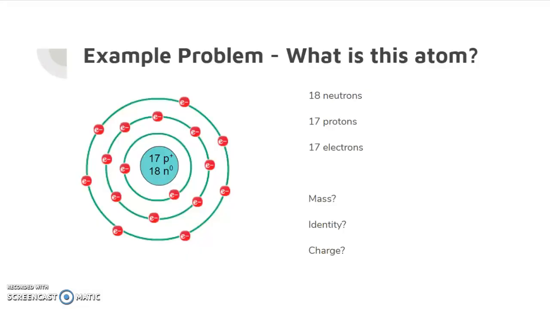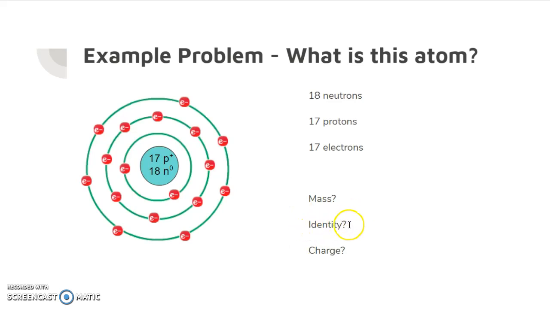Okay, so moving on. Let's look at an example problem. We have this Bohr model, and I want you to be able to look at the number of particles and be able to figure out what atom it is. So if you were to count here, it says that we have 18 neutrons and we have 17 protons. And if you count the electrons, there are also 17 electrons. So, question is, what is the mass? Let's recall that the mass is made up of everything that's inside the nucleus. So if you add these two together, you get the mass.